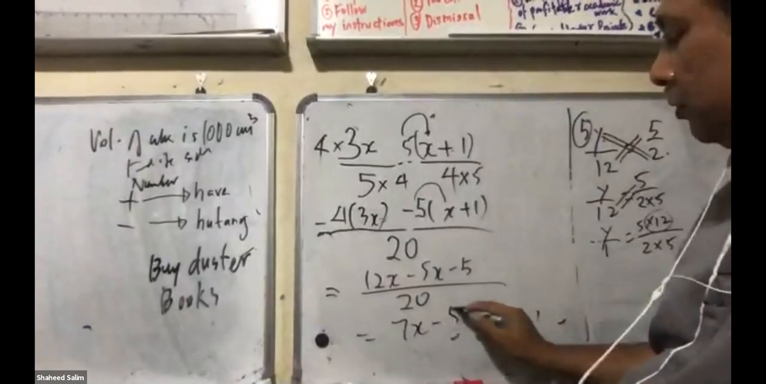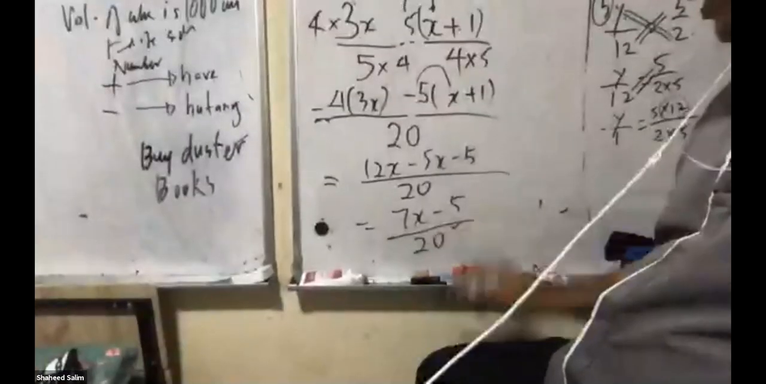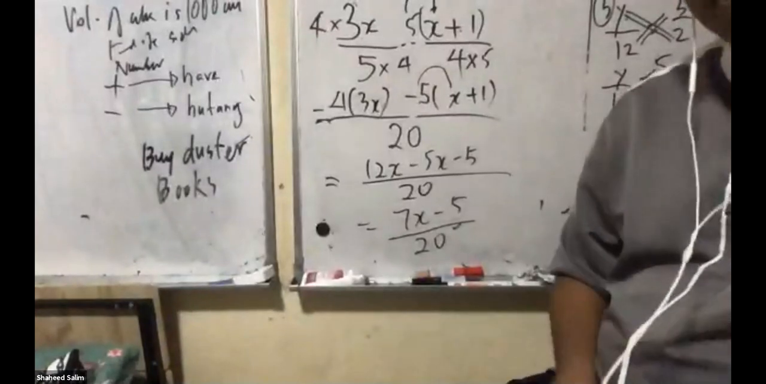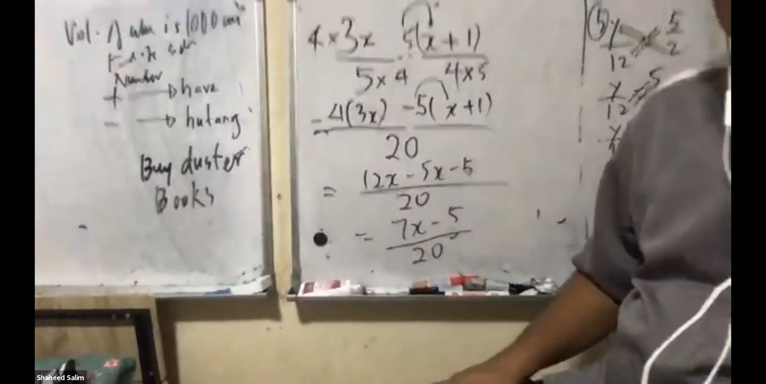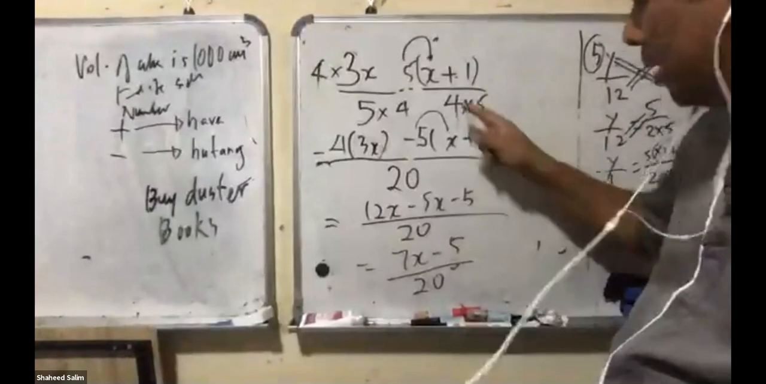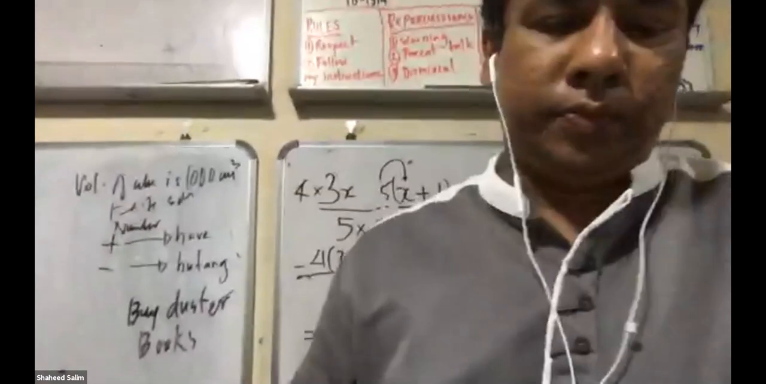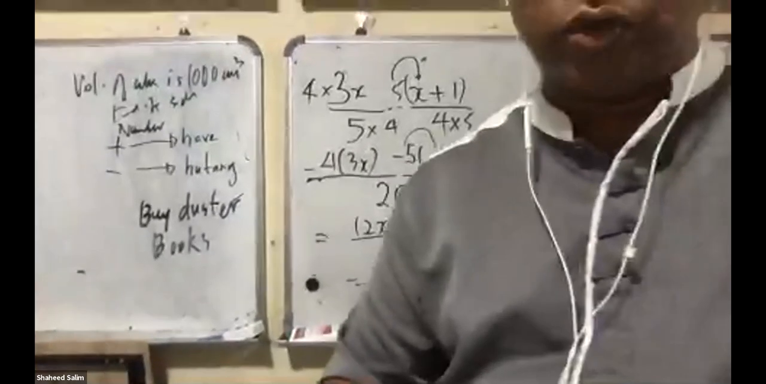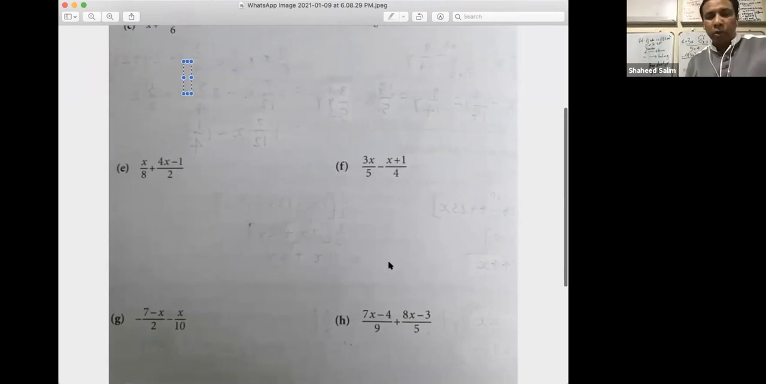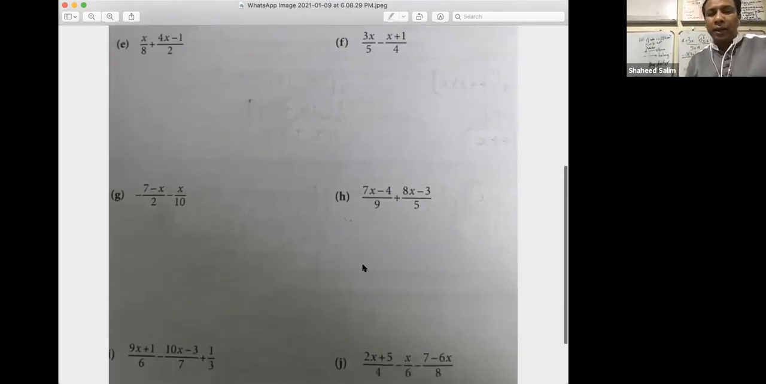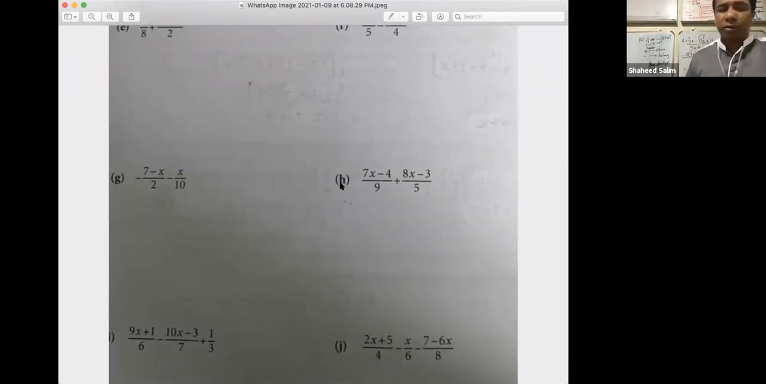Can you see now? So now it's 7x, correct? Minus 5 over 20. It is not plus 5. Okay, you get it now? So in school, although it's an extra step to bracket and all that, it's safer. It's a good habit. Okay, you okay? We move on to the next one, all right? Can you try H?